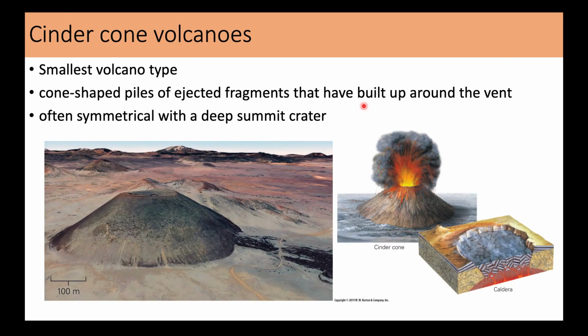Cinder cone volcanoes are quite small, but they really are cone-shaped. They are generally piles of rocks instead of looking solid. They look like piles of rocks. Generally they're made from eruptions that cause a lot of ejected fragments, so lots of little fragments of rock. They're generally very symmetric, very cone-shaped, and they have a crater at the center. When there's a very strong eruption, they can actually be completely exploded, leaving behind what we call a caldera, or a big crater where the volcano used to be.